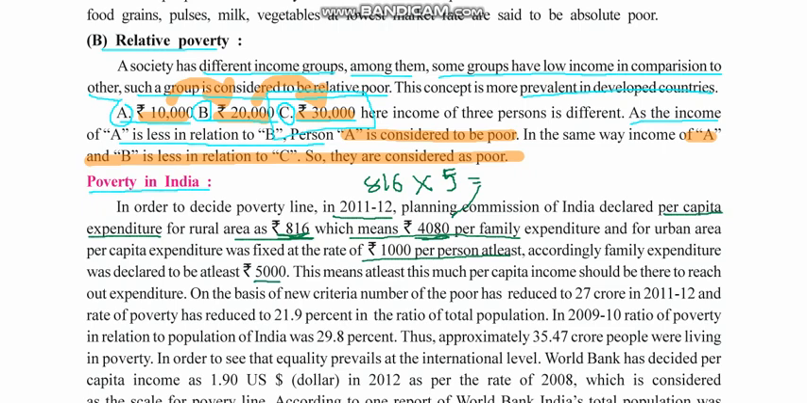So this means at least this much per capita income should be there to meet expenditure. It was said that if a family is earning 5,000 rupees, then they won't be termed as poor. If a person is earning say 1,000 rupees, then he won't be termed as poor. So this was the benchmark, the line on which poverty was calculated in 2011-12. On the basis of the new criteria, the number of poor reduced to 27 crore in 2011-12, and the rate of poverty reduced to 21.9 percent of people.